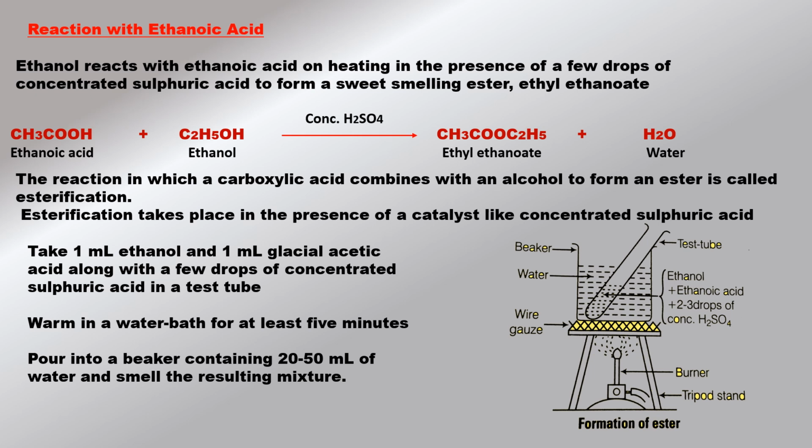We can carry out the reaction between ethanol and ethanoic acid to form an ester as follows. Take 1 ml of pure ethanol, absolute alcohol, in a test tube and add 1 ml of glacial ethanoic acid to it. Then add 2 or 3 drops of concentrated sulfuric acid to the mixture. Warm the test tube containing above reaction mixture in hot water bath, a beaker containing hot water, for about 5 minutes. Pour the contents of the test tube in about 50 ml of water taken in another beaker and smell it. A sweet smell is obtained indicating the formation of an ester.